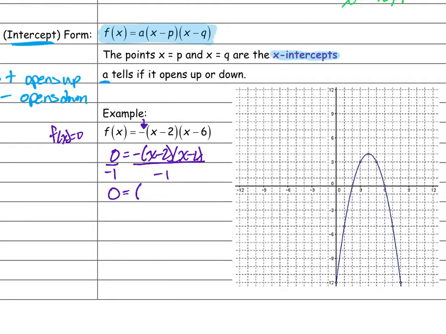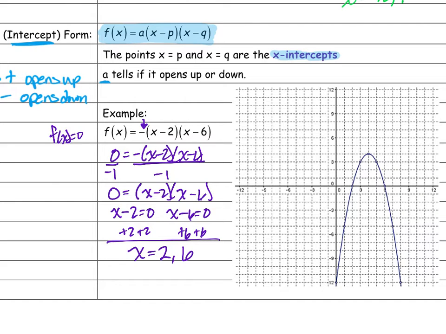So now it looks just like what I did for my warm-up, right? So I have two things multiplied together that equals 0. So that means that one of those things has to equal 0. So I have x minus 2 equaling 0 and x minus 6 equaling 0. So if I add 2 to both sides and add 6 to both sides of the equal sign, I've got x equals 2 and x equals 6.